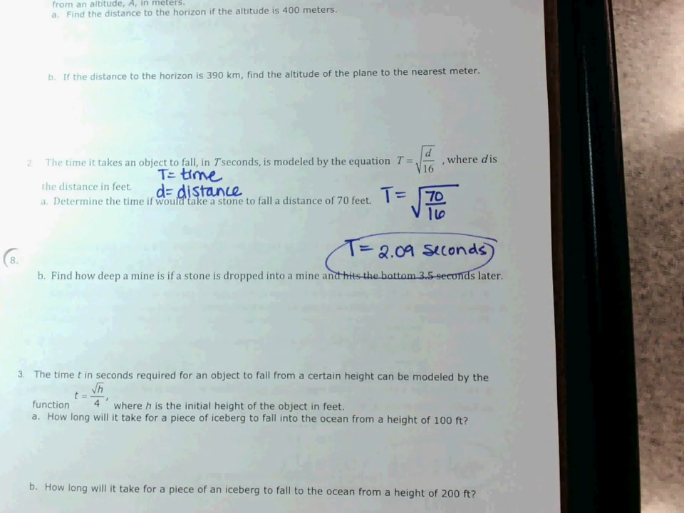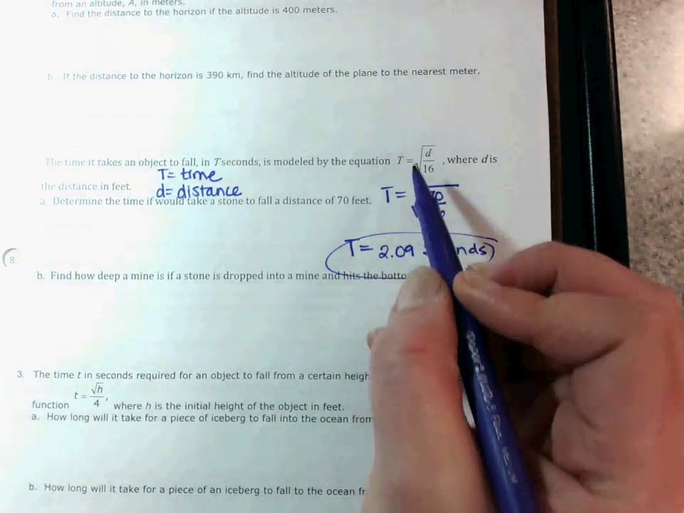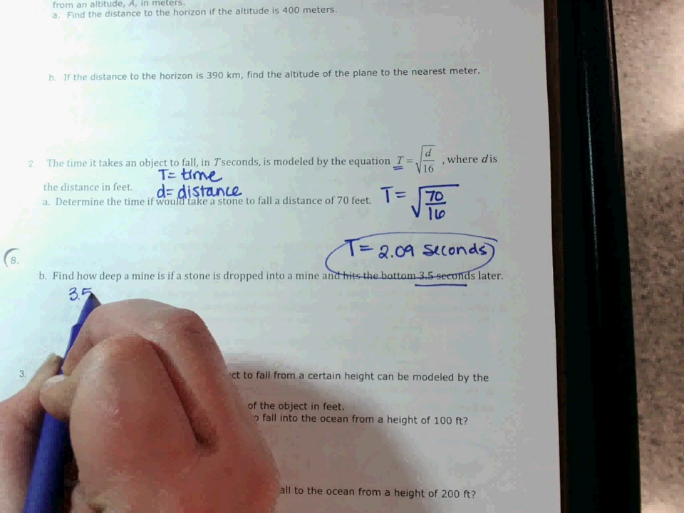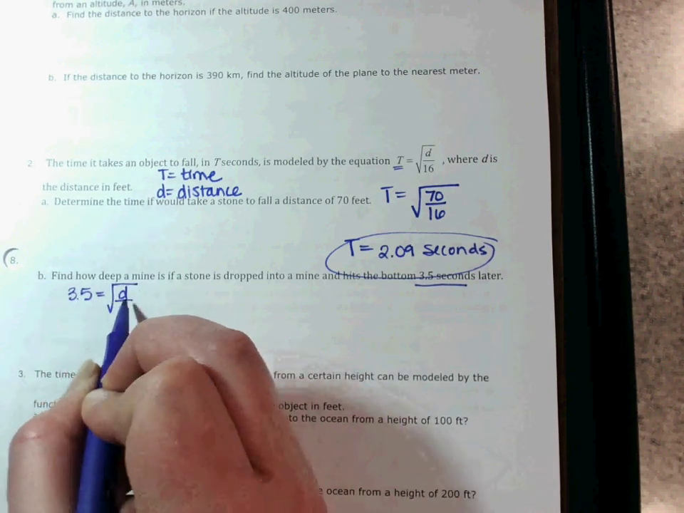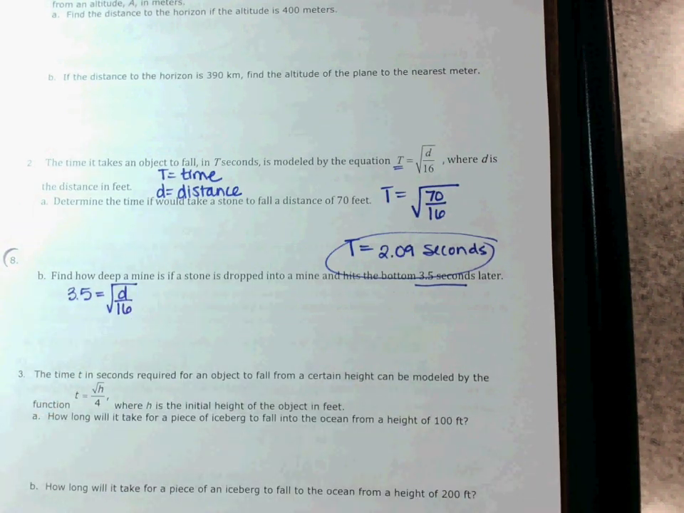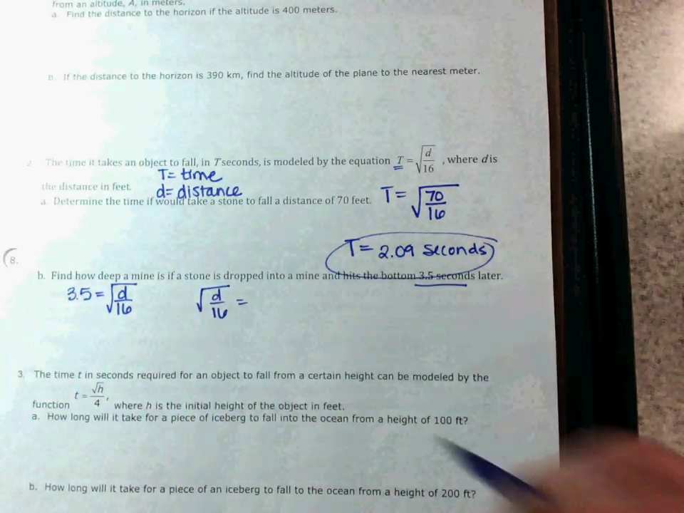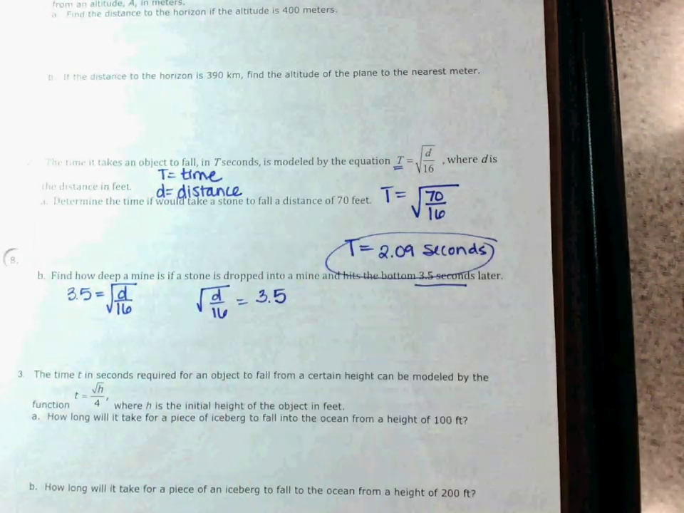Okay, look at part B. Find how deep the mine is if a stone is dropped into the mine and it hits the bottom 3.5 seconds later. Did they give you a time or distance? Okay, 3.5 seconds, that's a time. So you would put 3.5 in for this letter this time. So it'd be 3.5 equals the square root of D over 16. Okay, first thing I'm going to do is flip it around so that my letter is on the left side. So now it's square root D over 16 equals 3.5.